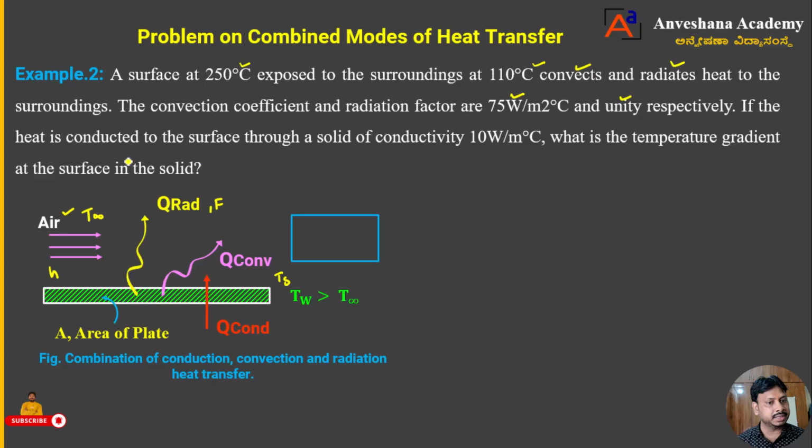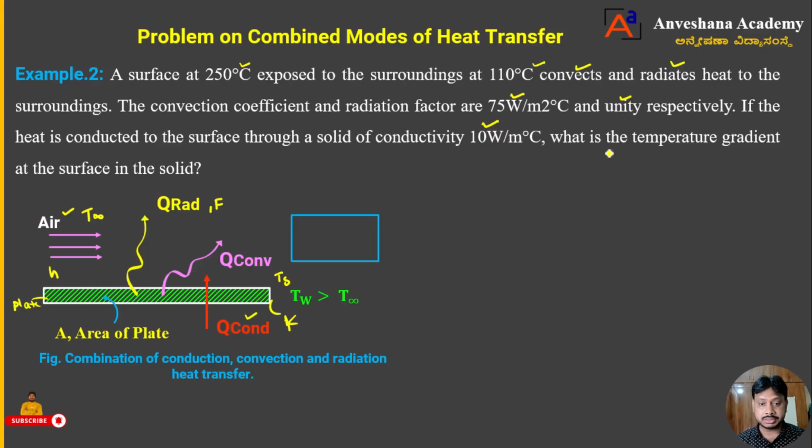If the heat is conducted to the surface, that means some amount of heat is going to conduct in a metal plate. You can call it a plate or a surface. It is a conduction heat transfer through a solid metal having some thermal conductivity. That thermal conductivity we can mark here as k, which he has already given as 10 watt per meter degree Celsius.